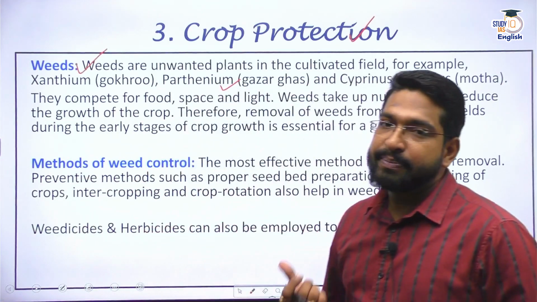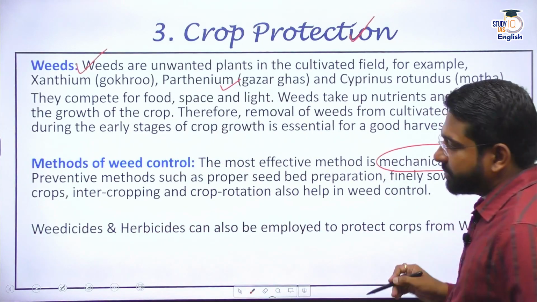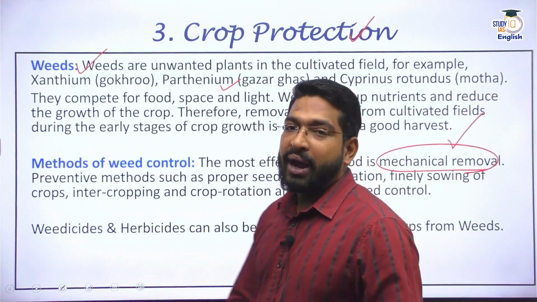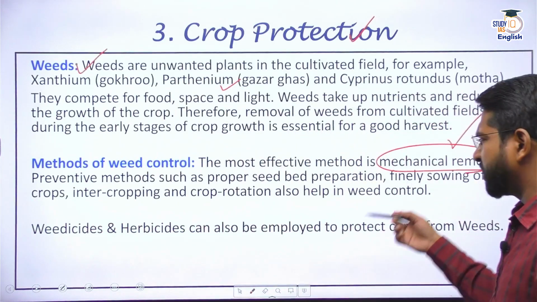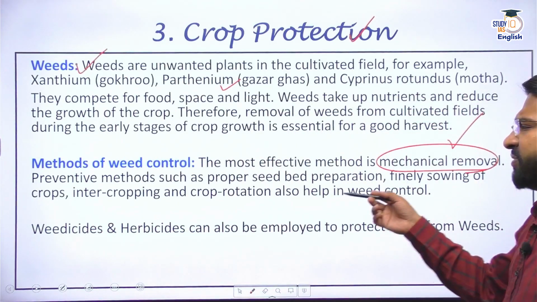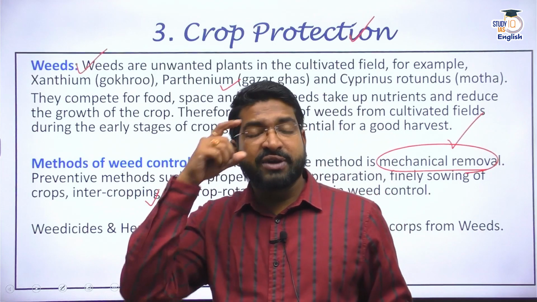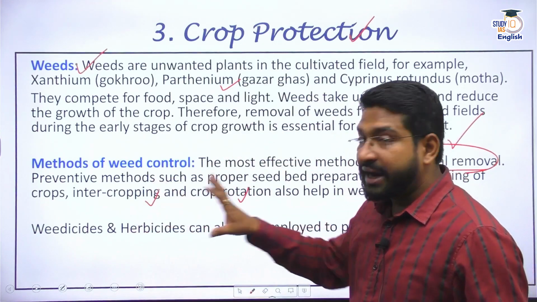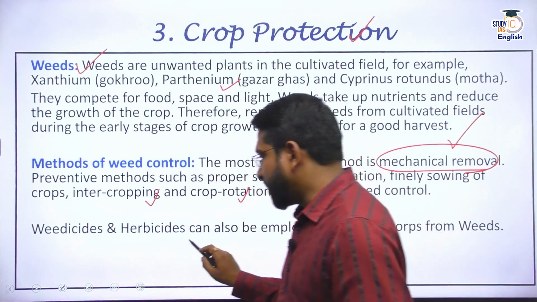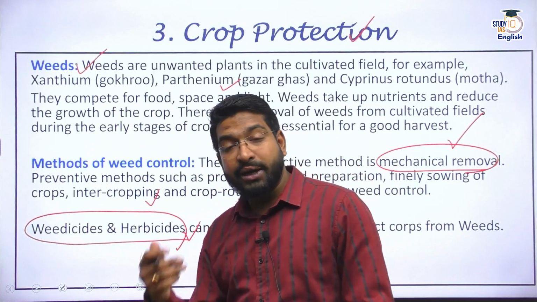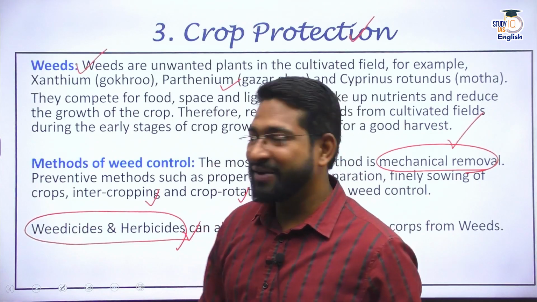So what do I do? The best method for weed control that we use is the mechanical removal. Mechanical removal means manually you go and remove the weeds. Apart from that, some preventive methods can also be used, by using proper seed bed preparation, or we can also go for intercropping and crop rotation. But these days we have also developed specific kinds of weedicides and herbicides as well, which do not act on the crop, but they are harmful for the weeds for sure. All right, so we have developed these things also.